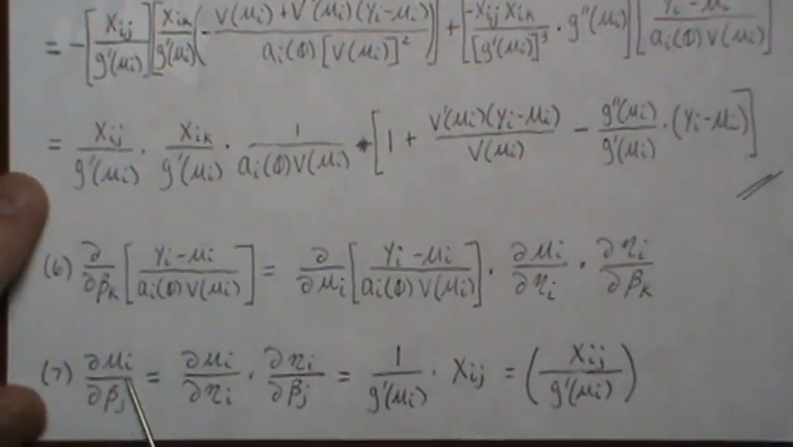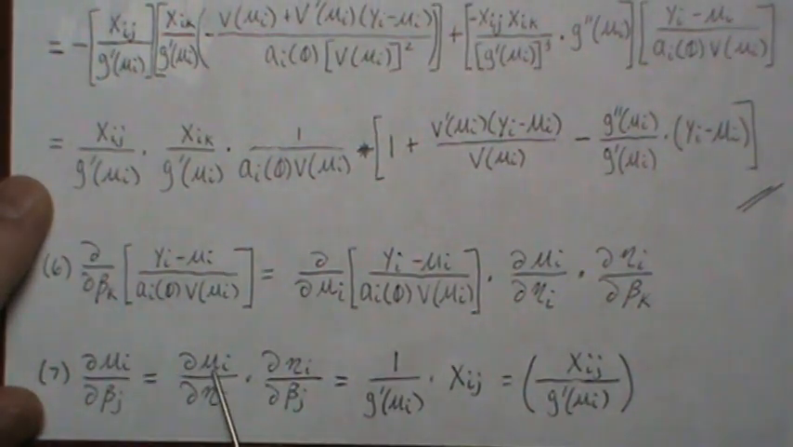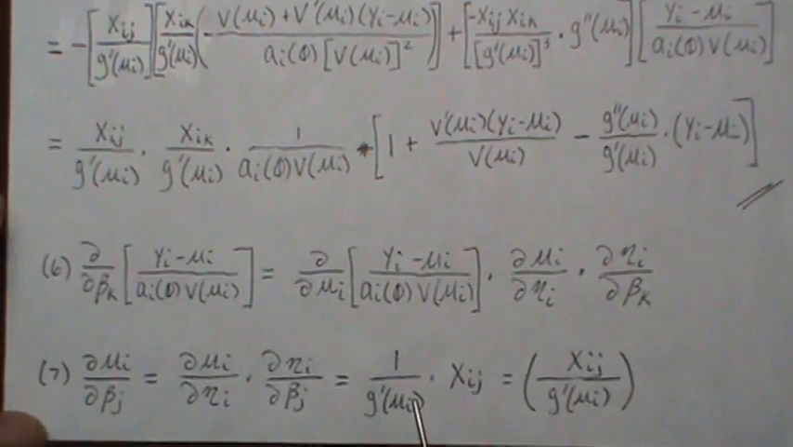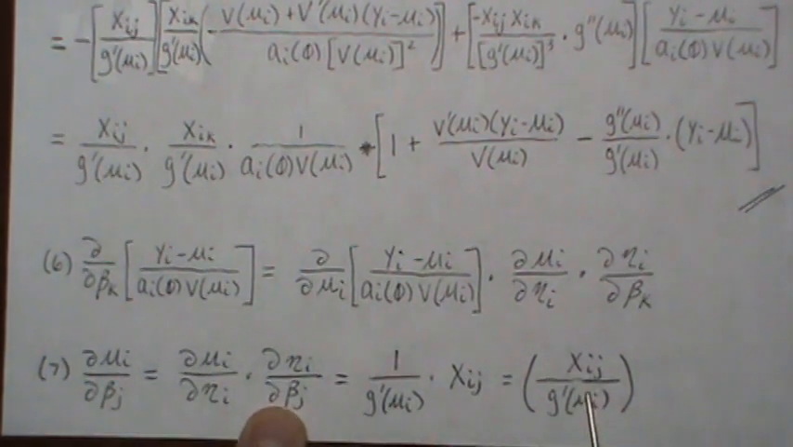And then this one, the partial of mu i with respect to beta. The mu's are in terms of etas, so we do a chain rule here, and this piece is this, that is this, and then the product.